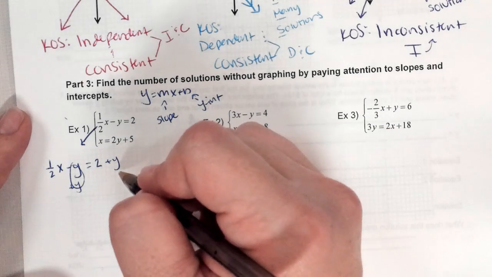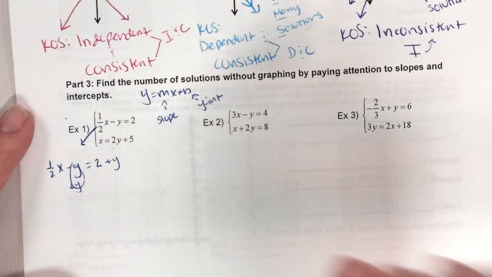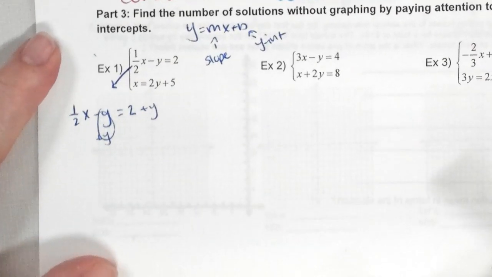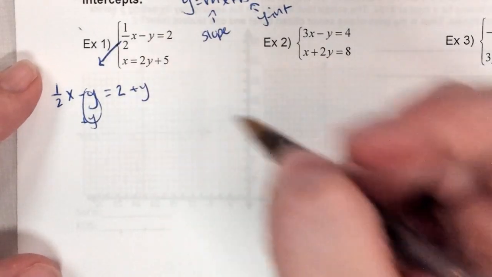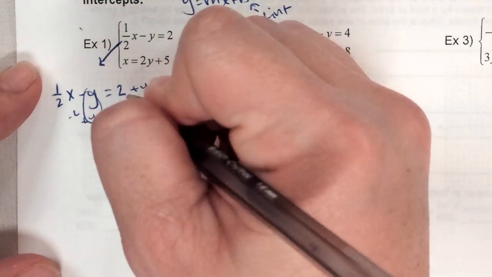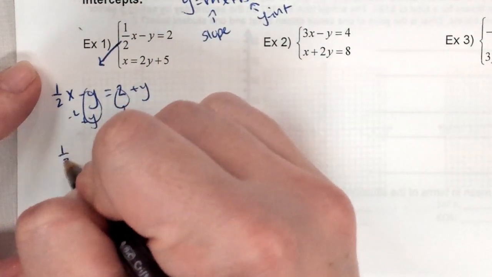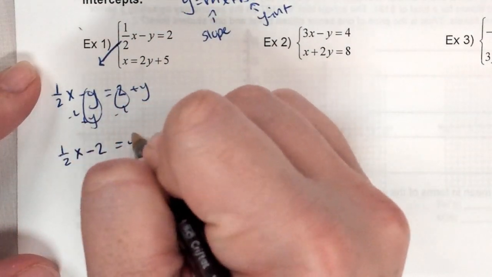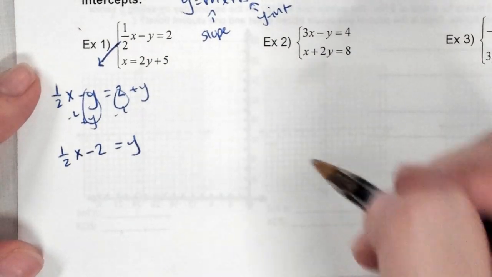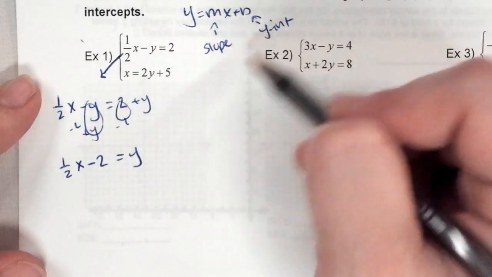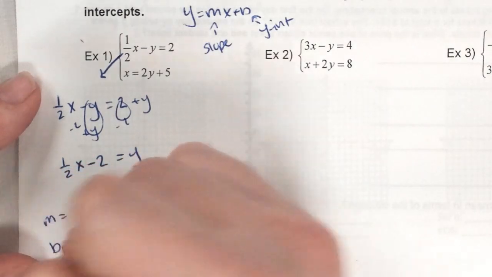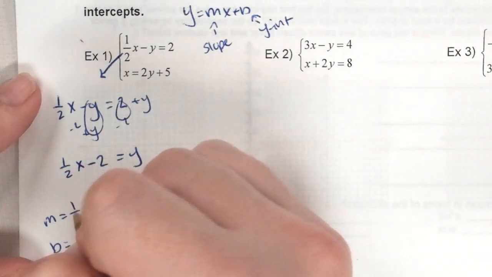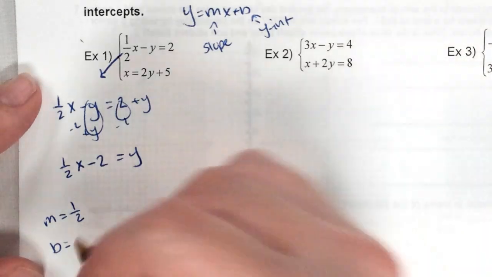Now that I have y over here that's positive, what do I need to get rid of to get y by itself? Minus 2. Yeah, I'm going to subtract 2 from both sides. That cancels, and I have 1/2 x minus 2 equals y. Is y by itself? Yeah. So now it's in slope-intercept form. What's my slope? 1/2. And what's my y-intercept? -2.